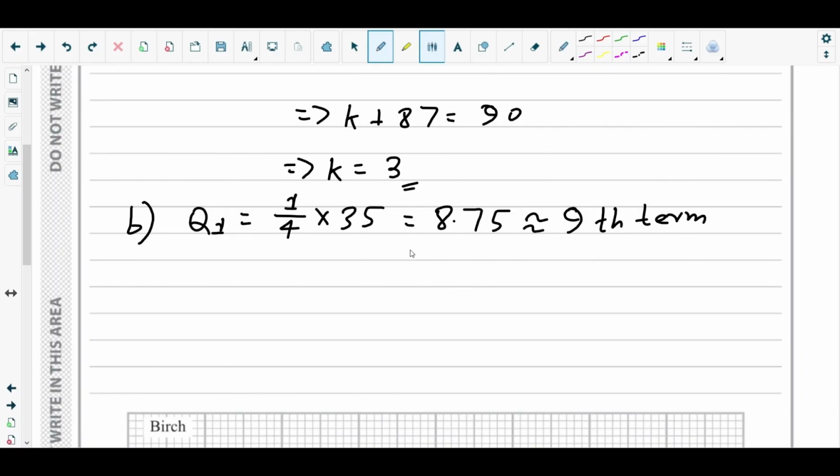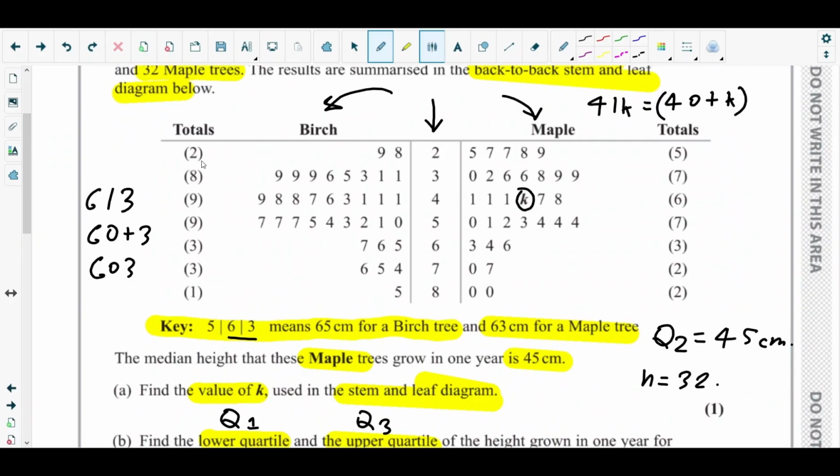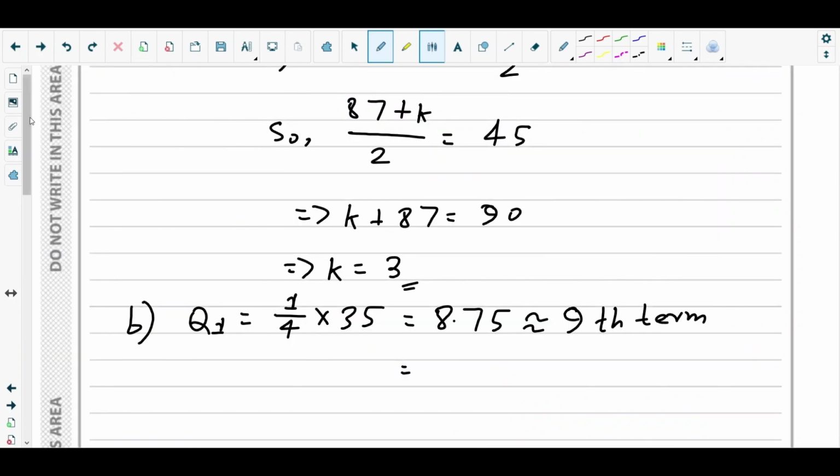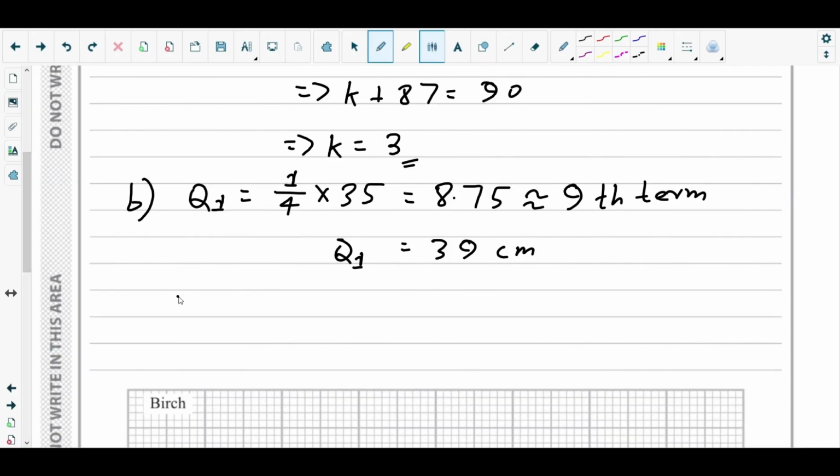So for the 9th term, let's look for the 9th term from the stem and leaf diagram. 9th term would be what? 2, 3, 4, 5, 6, 7, 8, 9. So the 9th term is 3 | 9, that is 39, isn't it? 39. So 39 centimeter is the lower quartile. Okay, 39 centimeter is the lower quartile. Done.